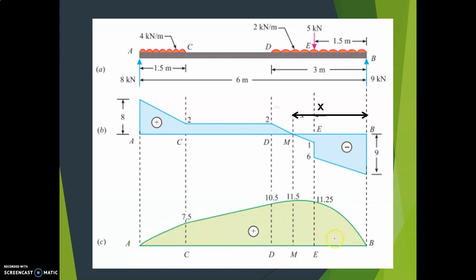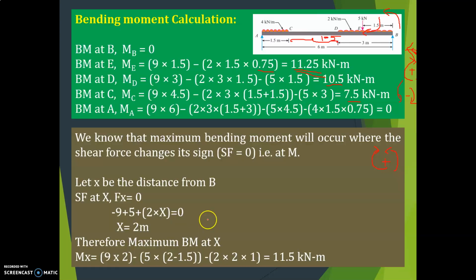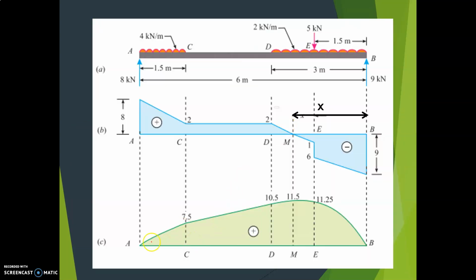Then draw the bending moment diagram. At B it is 0, at E 11.25, then at D it is 10.5, then at C 7.5. Here, whatever values we calculated were substituted. At A it is equal to 0.